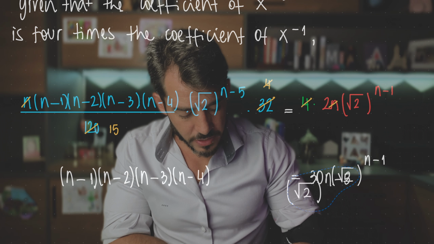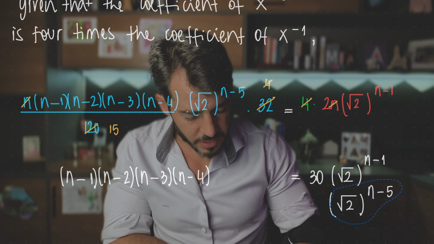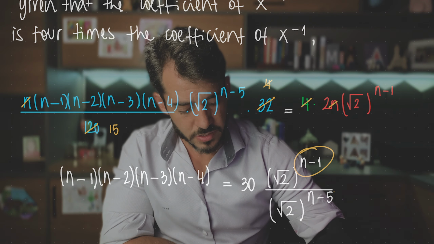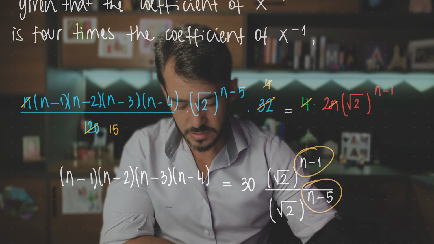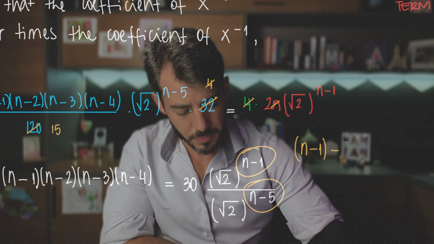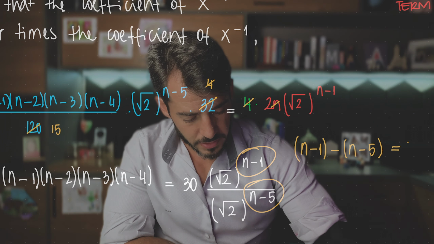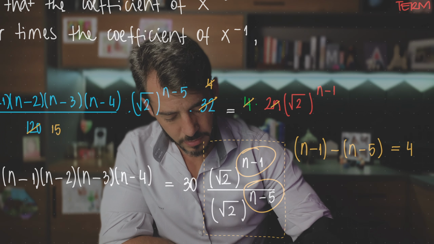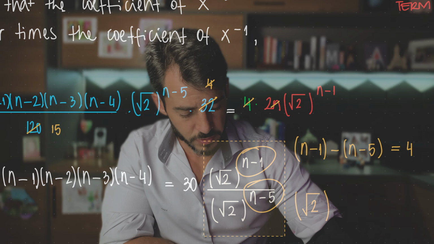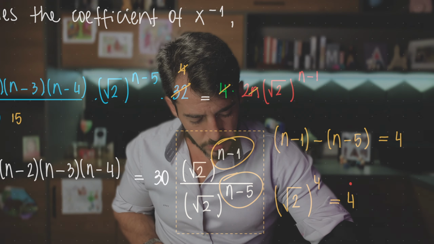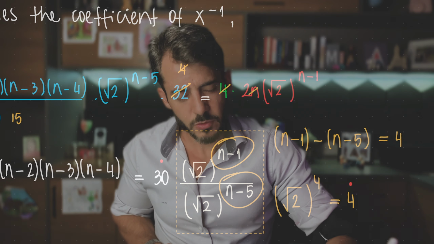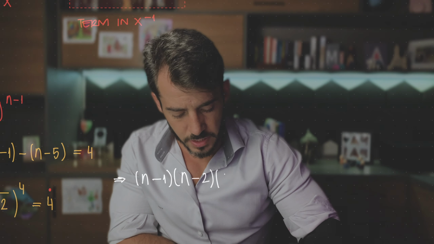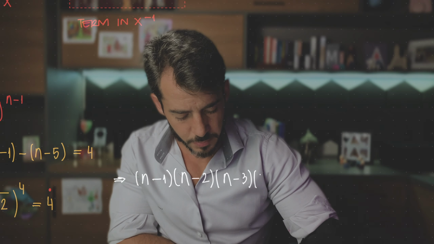Now, we can divide both sides by root 2 to the n minus 5. Just be careful when you apply exponent rules. We need to subtract the exponents. In this case, we get n minus 1 minus n minus 5, and this is equal to 4. Meaning that this whole thing will become root of 2 to the 4th power, which is equal to 4. By multiplying 4 and 30, we get 120. So this whole equation is reduced to n minus 1, n minus 2, n minus 3, n minus 4, equal to 120.